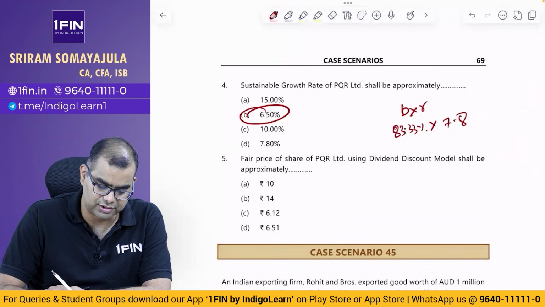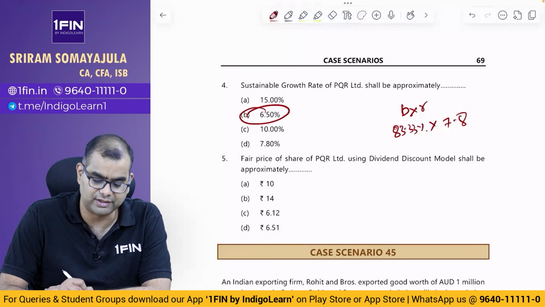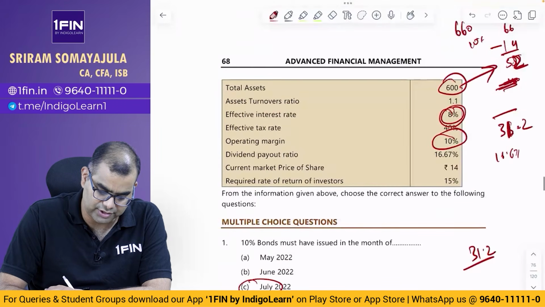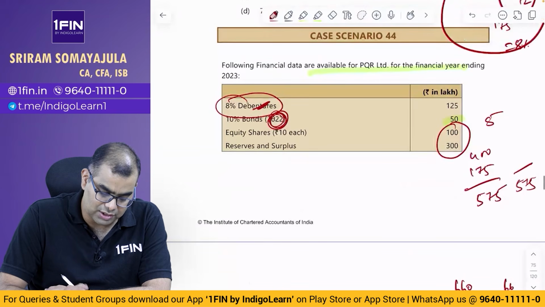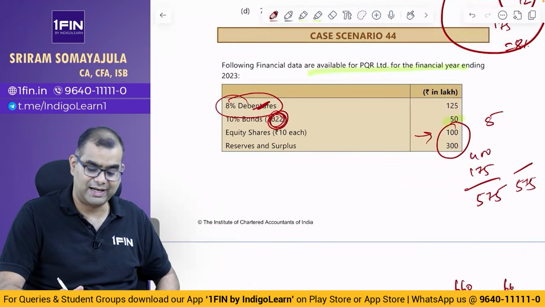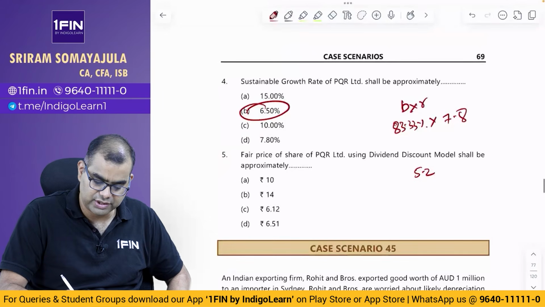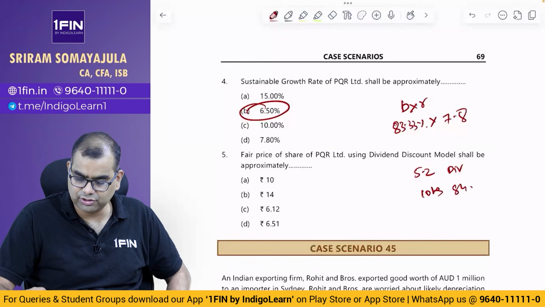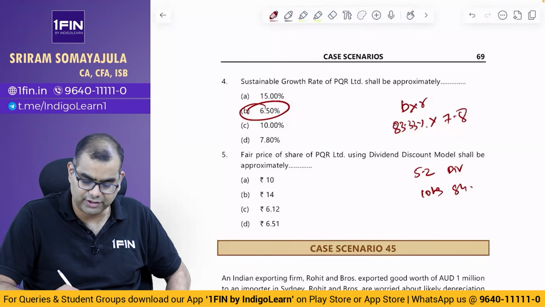Fair price using dividend discount model: D1 by KE minus G. What is current year's dividend? Current year's dividend, you have 5.2 as dividend paid. Correct? No, 31.2 minus 26, 5.2. But what is shares? Do we have share count? You have 100 lakhs worth of equity share capital of 10 rupees each, so 10 lakh shares. So 5.2 is dividend and 10 lakhs is shares. So 5.2 lakhs divided by 10 lakhs is 0.52. So D0 is equal to 0.52.